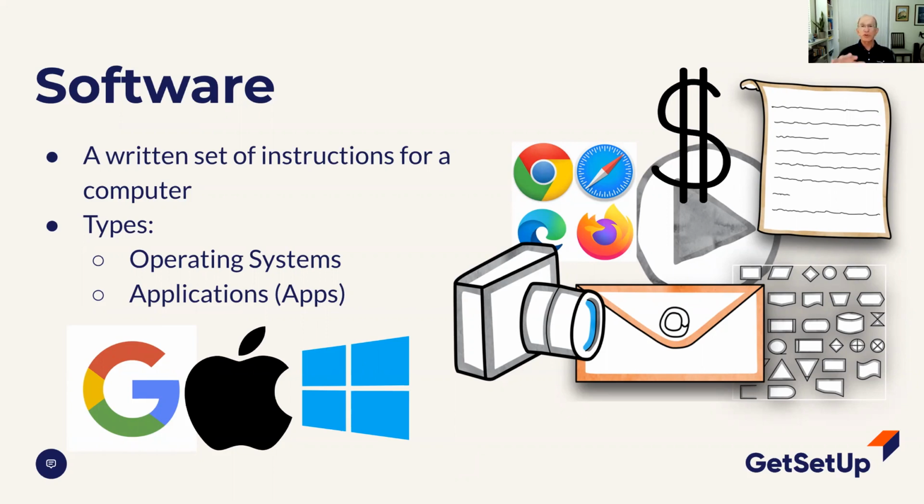So there are two types of software in general. One type of software is called the operating system, and the other type of software is called applications, or apps for short. The operating systems come with the hardware. They make the hardware functional as a computer. Things like Windows is an operating system. Mac OS is an operating system. Android is an operating system. Google Chromebook is an operating system.